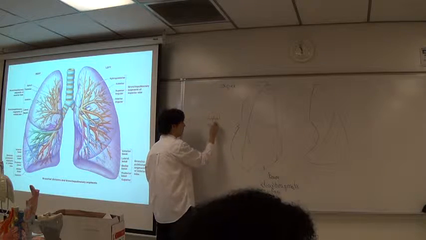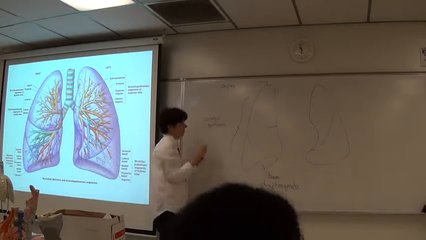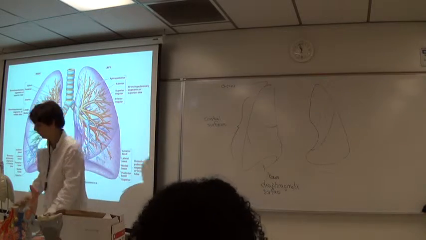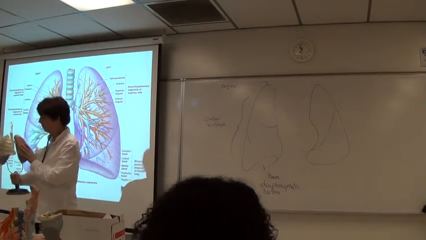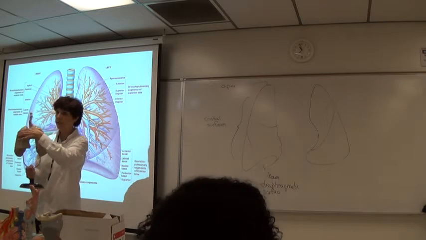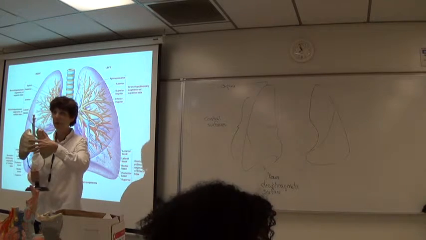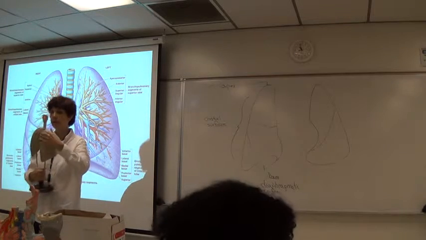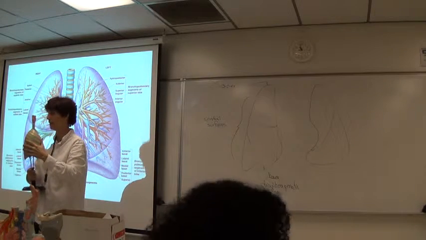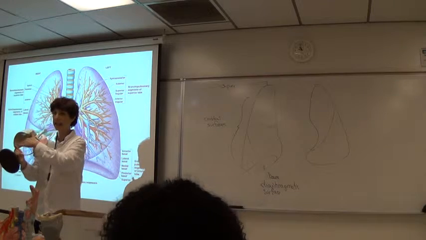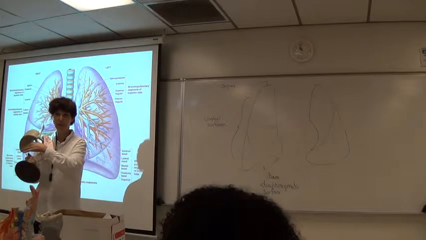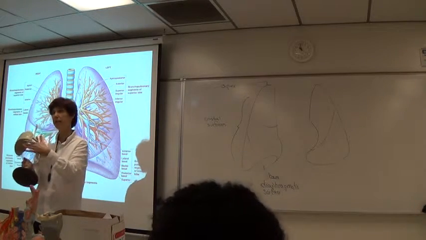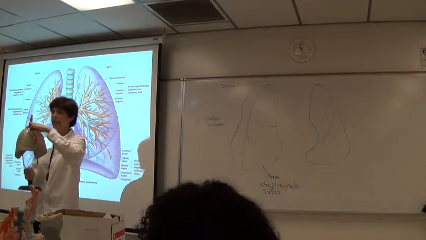So I'll show it to you on the model in just a second. All right, so all of this, you can even see the indentations where the ribs were. So this anterior, lateral, and posterior surfaces are the costal surfaces, whereas this area here is the diaphragmatic surface. Okay, this is the base, and this is the apex.